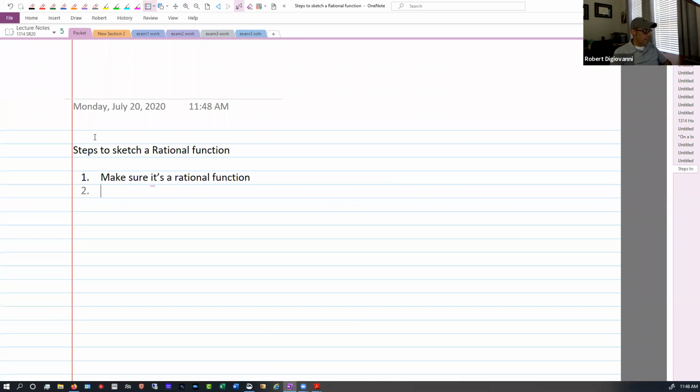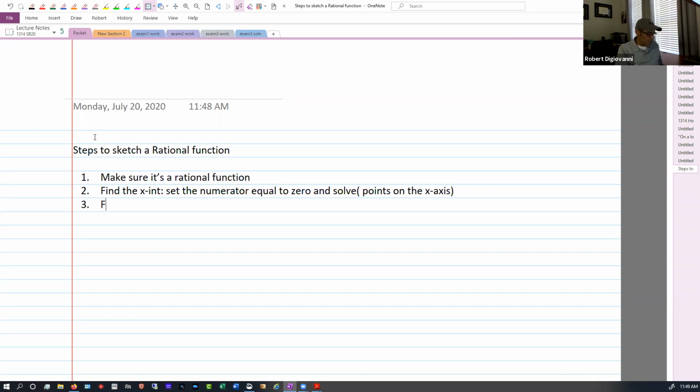The second step is to find the x-intercepts. To do this, all you do is set the numerator, remember, the numerator is the top, equal to 0 and solve. Remember, these are going to be points on the x-axis. So when we figure out where the x-intercepts are, we remember those are just points on our x-axis.